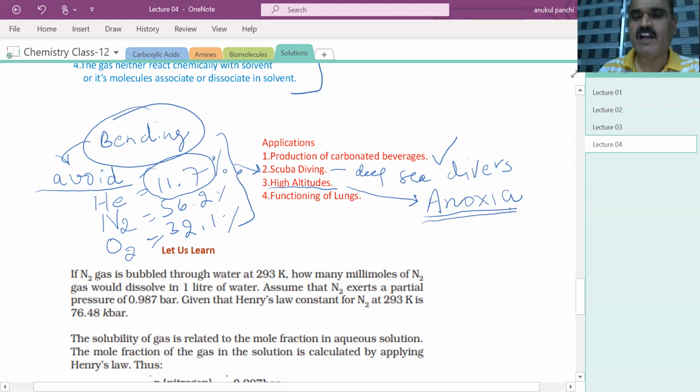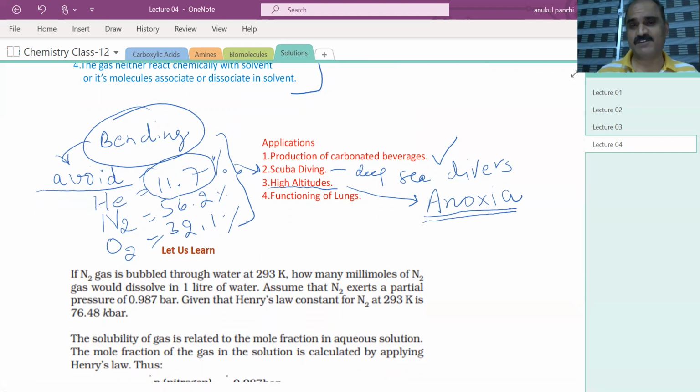The people who live at high altitudes, like high places such as Badrinath, Kedarnath, Hemkund Sahib, are living at low pressure. As we go up, atmospheric pressure goes on decreasing. So during their respiration process, oxygen dissolution into their blood is lesser. So their body cells, their brain is receiving less oxygen.